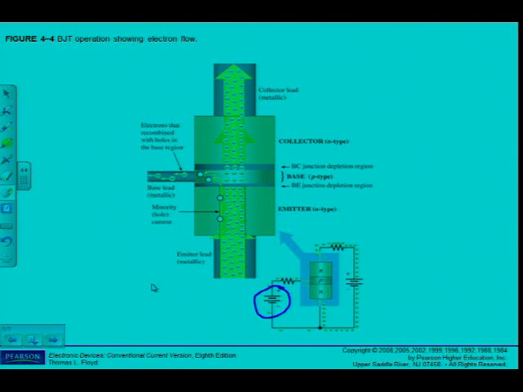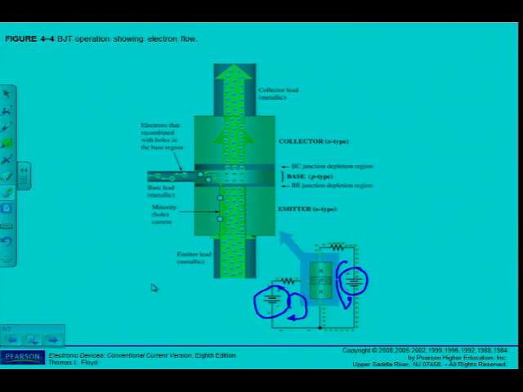There's my transistor with my VBB supply on the base, which, looking at the conventional current flow, will forward bias my base-emitter junction, and this supply will reverse bias my base-collector junction. Remember, you can see on this picture that the actual electrons are shown.